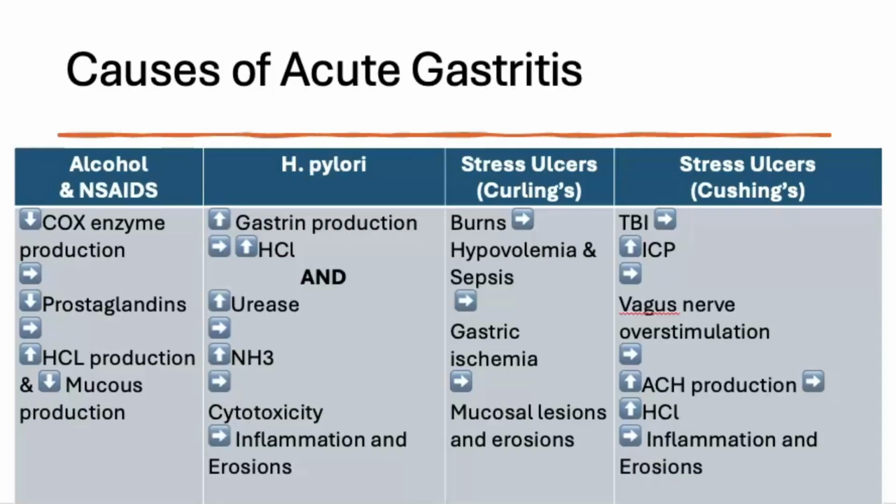it leads to decreased prostaglandins, and then that's going to lead to increased hydrochloric acid production and also decreased mucus production, because we're losing that protective lining. And to make matters worse, drinking alcohol while taking the COX inhibitors can increase the risk of ulcers.